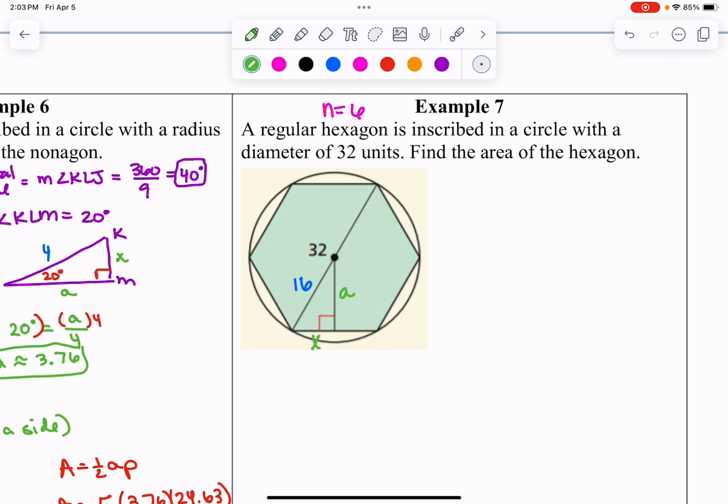To do that, I want to find that top angle in my triangle. So let's find our whole central angle first. And we're going to take 360 divided by 6. And that's going to be 60 degrees. So if I want the angle inside of my right triangle, I know that I've got to take that and divide it by 2. And so that would be 30 degrees.